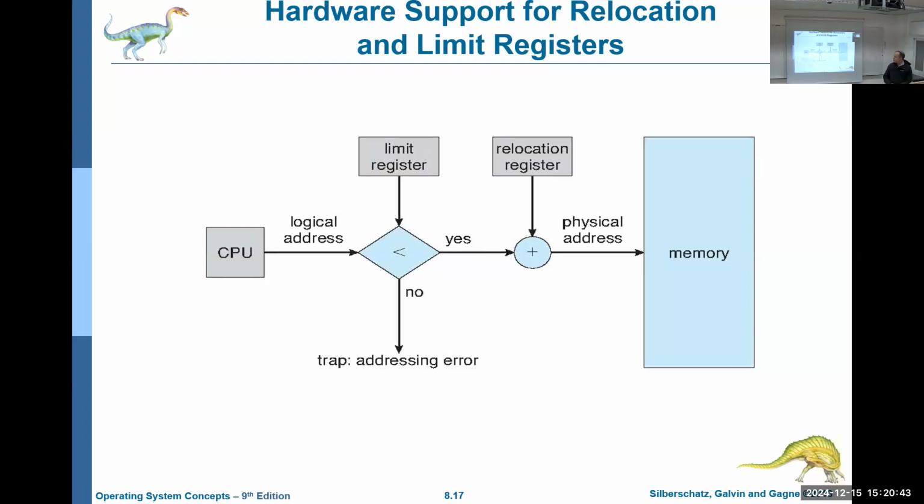So here we have this picture, very similar to what we saw before, but we have our limit register. The CPU creates a logical address, and as long as it's less than the limit register, it's fine. Let's say you have 1,000 pieces of memory for you, so your limit register will be 1,000. If you try to go to place 900, that's less than 1,000, so then you can go on.